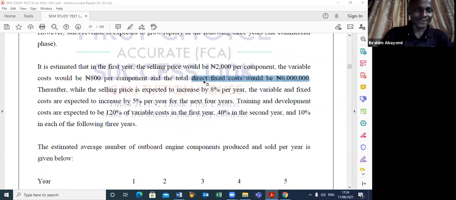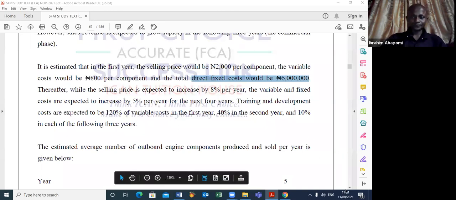Thereafter, while the selling price is expected to increase by 8% per year, the variable and fixed costs are expected to increase by 5% per year for the next 4 years. Training and development costs are expected to be 120% of variable costs in the first year, 40% in the second year, and 10% in each of the following 3 years. That's the training and development costs.